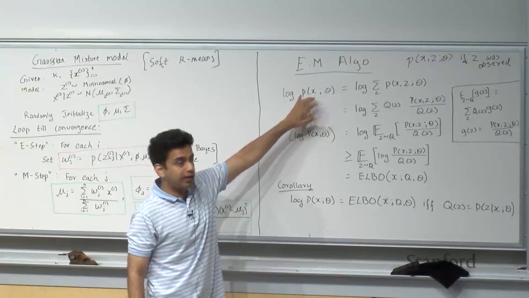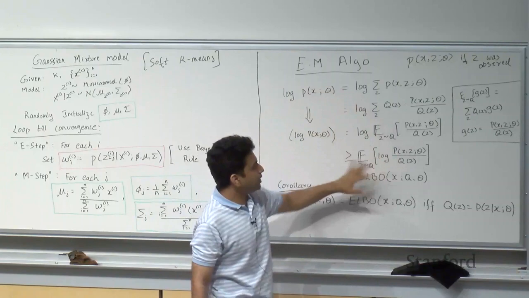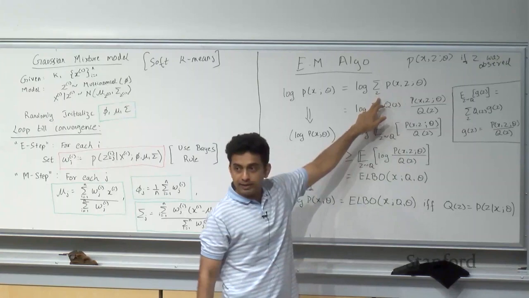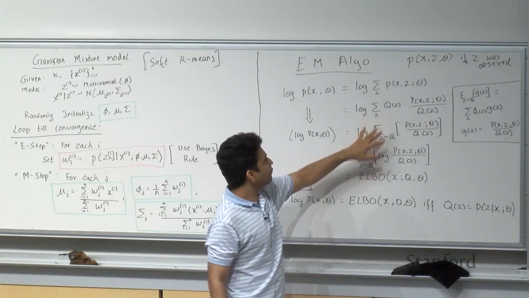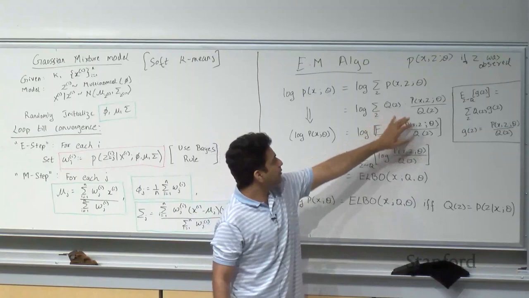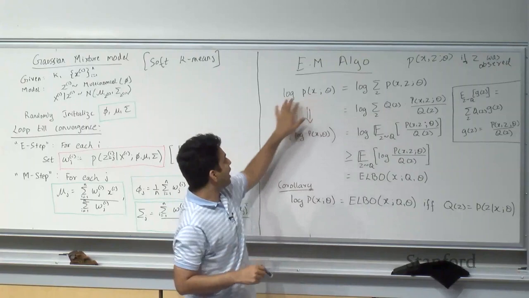So p of x is also called the evidence, and we do some pretty straightforward algebraic manipulations. So log p of x is the same as log of the sum over z of p of x comma z, with z getting marginalized, right? That's by definition log p of x. And then we kind of cook up an expectation out of nothing by multiplying and dividing by some arbitrary distribution q over z. And once we multiply and divide it, we can now think of this as an expectation, right? So we had a log, and we cooked up an expectation out of nothing, right?